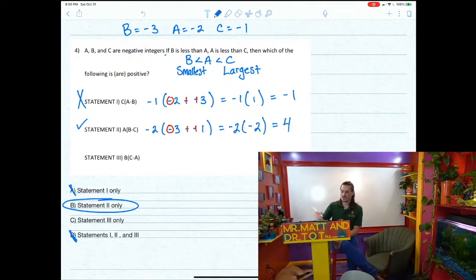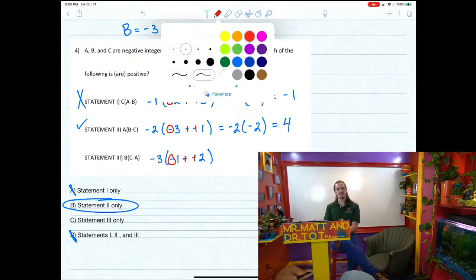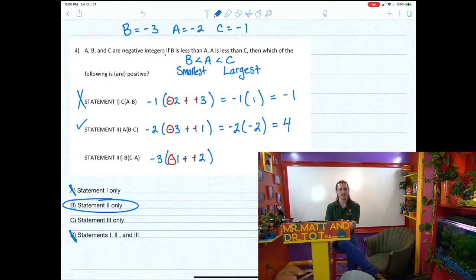So substituting into statement 3, we'd have negative 3 times the quantity of negative 1 minus negative 2. Using leave, change, change, I'm going to leave this first sign alone, change the operation, change the sign of the second value. So negative 1 minus a negative 2 is the same exact thing as negative 1 plus a positive 2, which is going to turn into a positive 1. So we're going to have negative 3 times a positive 1. That is negative 3. So statement 3, in fact, is false because it's not positive. So your answer here would be answer selection B.